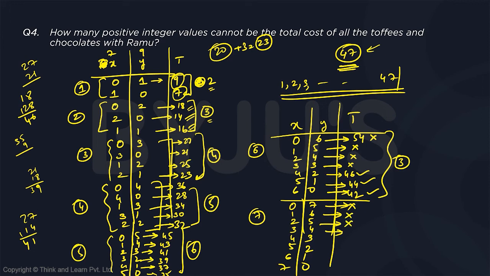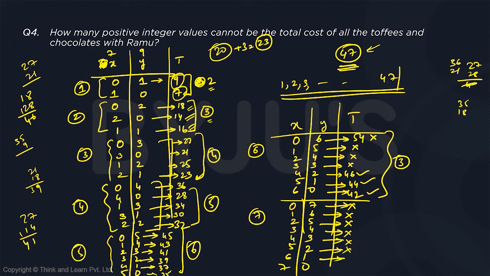9 4s are 36 plus 7 3s are 21. This is already crossing 50. 9 3s are 27 plus 7 4s are 28. This is also crossing 50. Then 7 5s are 35 plus 9 2s are 18.